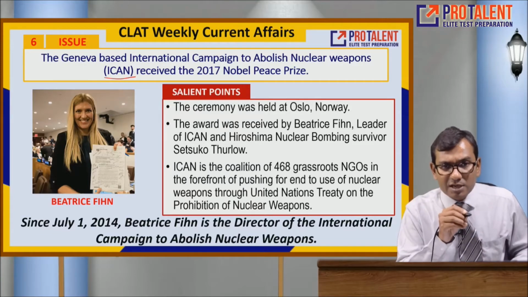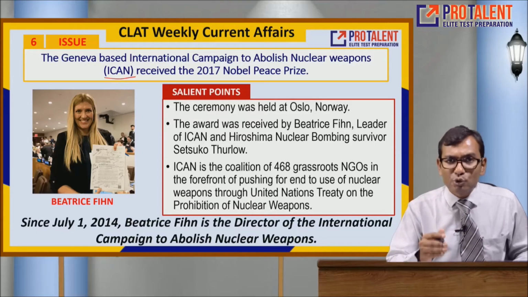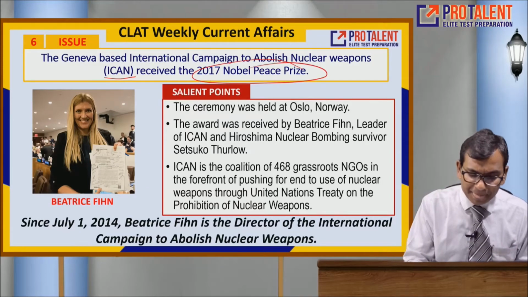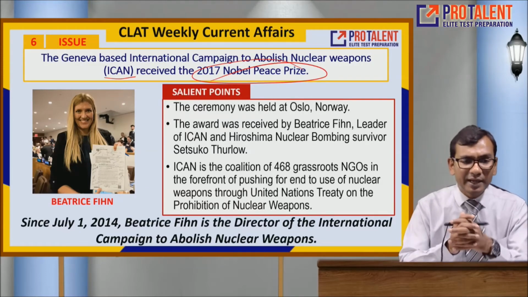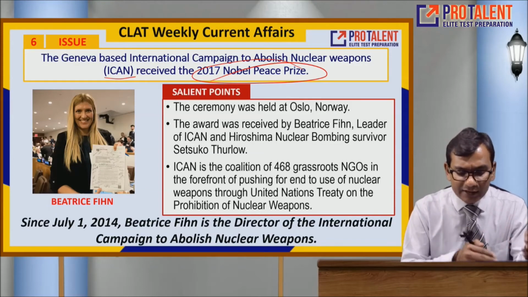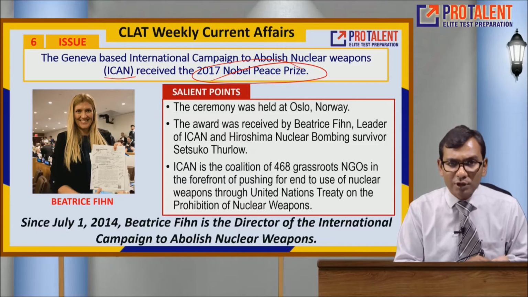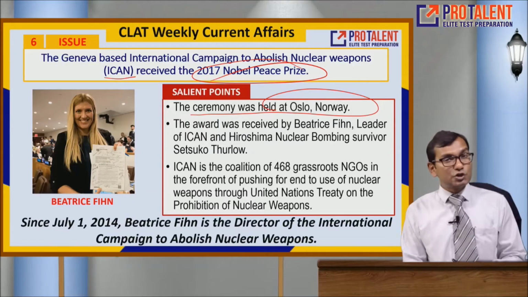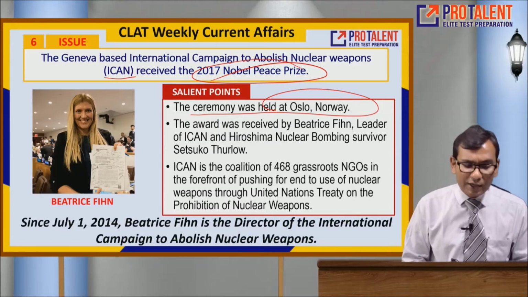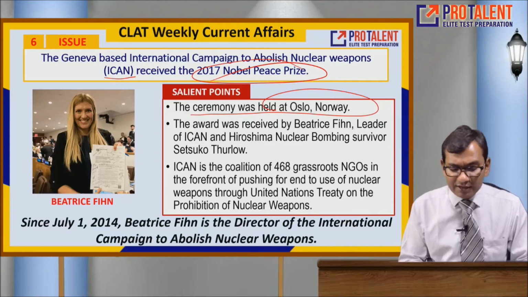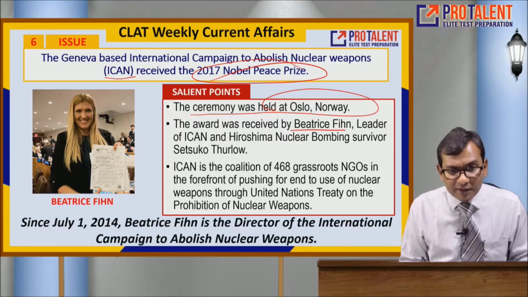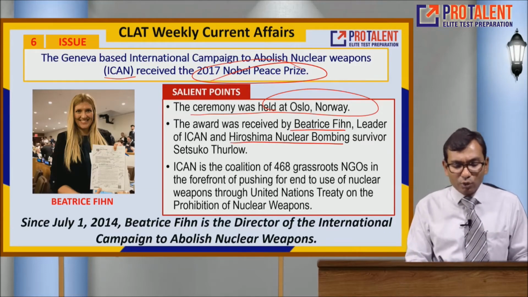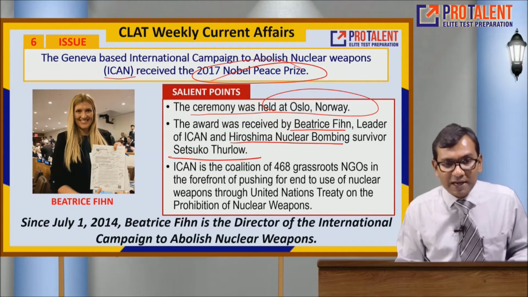Coming to the next issue, Geneva based, ध्यान रखिएगा, ये जो ऑर्गेनाइजेशन है जिसका नाम है ICAN, that is International Campaign to Abolish Nuclear Weapons, जिनको 2017 में नोबेल पीस प्राइज मिला है. The Nobel Peace Prize 2017 is given to ICAN, and the ceremony for this peace prize is generally taking place at Oslo in Norway, and this award is received by Beatrice Finn, leader of ICAN, and Hiroshima nuclear bombing survivor Setsuko Thurlow. उन दो लोगों को नोबेल पीस प्राइज दिया गया.